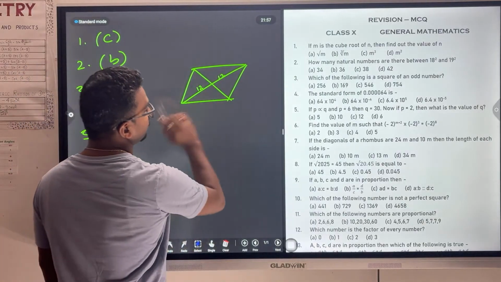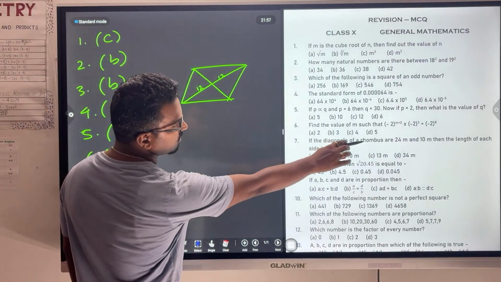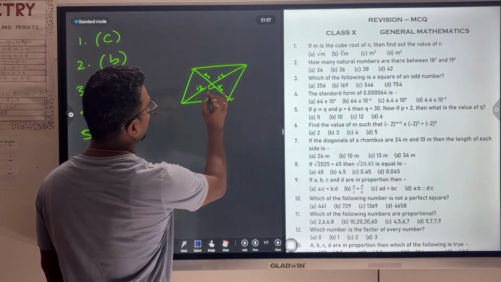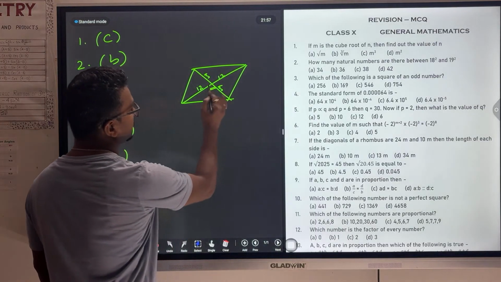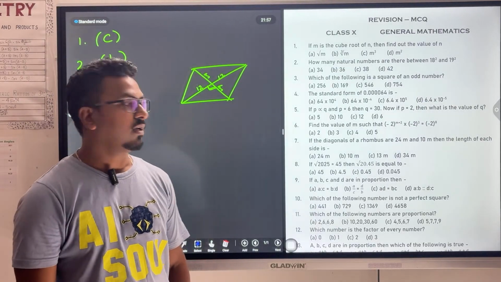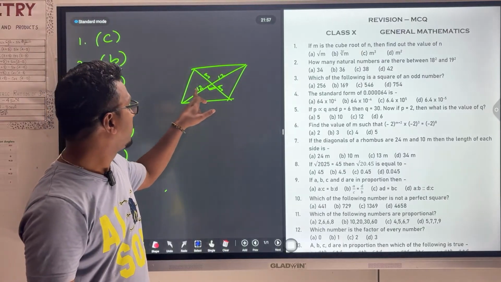So this is 12, so 12 and 24 is the whole. What remains? 10, if 10 then this will be 5, this is 5. So we know that it forms a right angle triangle. The diagonals bisect each other at 90 degrees. So this is 90 degrees, this is 12, this is 5.